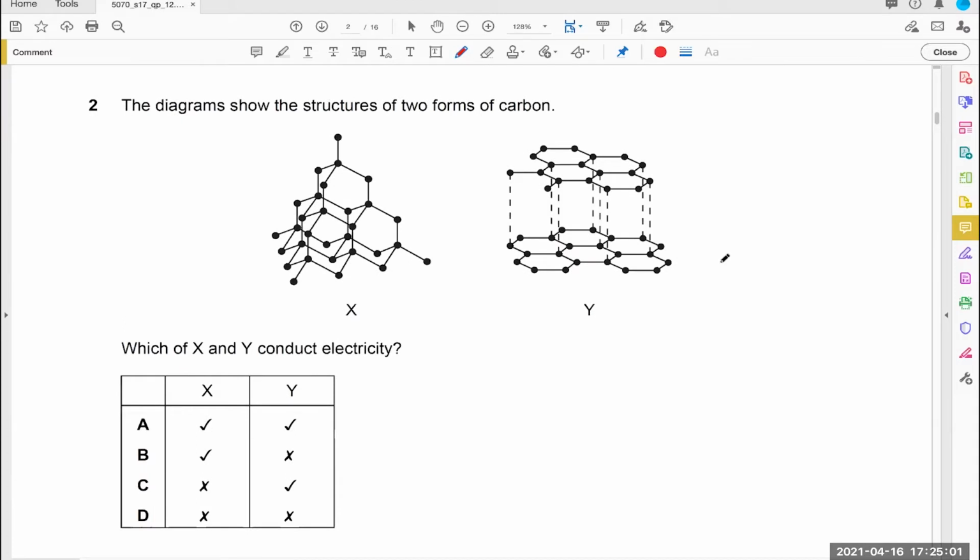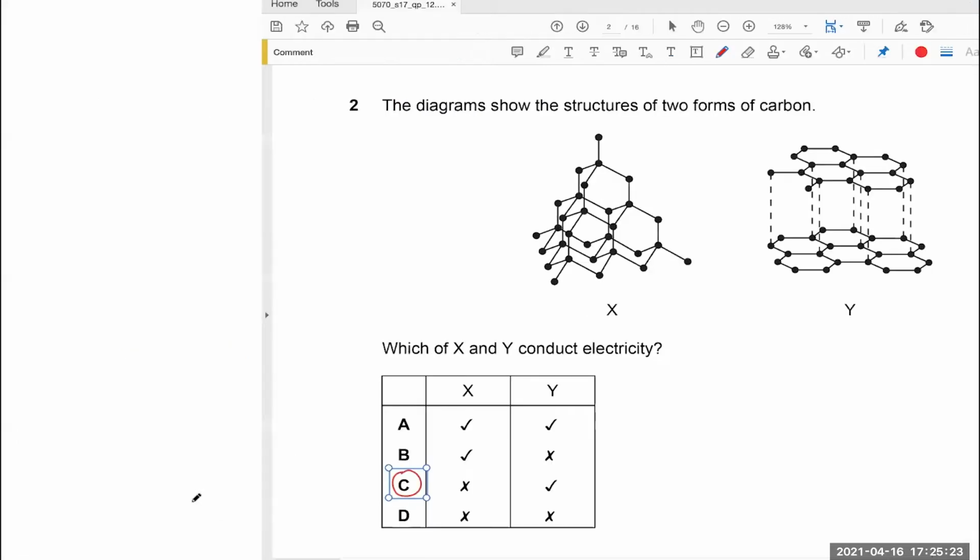The diagram shows the structure of two forms of carbon. These forms are called allotropes. And the right one is graphite. You can see this dotted line represents weak van der Waals forces. On the left side, we have diamond, which has a strong tetrahedral lattice. Which of these conducts electricity? Graphite does because it has free electrons. So Y does and X does not. So this is going to be C.